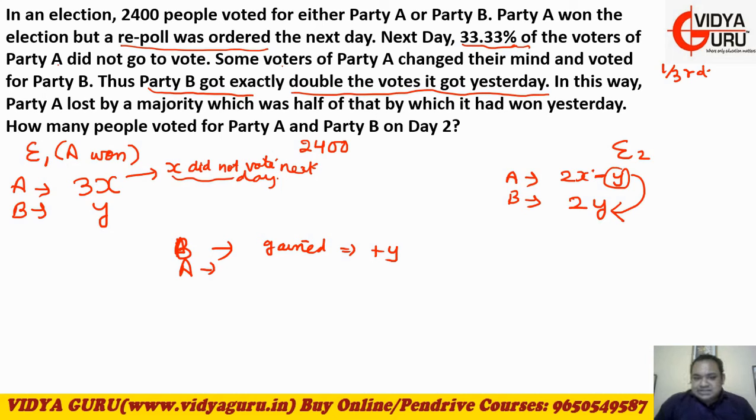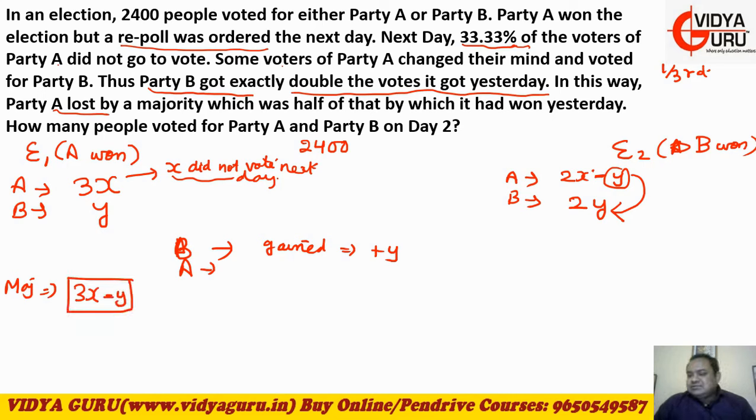So this is the total structure of the election. Fine. So what happened in the second election? A lost. So here A has lost, or I can say B has won. Now let's find out the majority. So majority for first election. So who was the winner? A was the winner. So 3x minus Y was the majority.